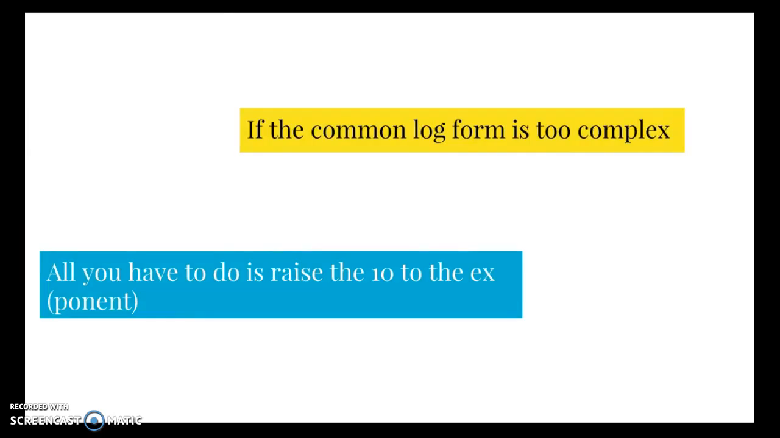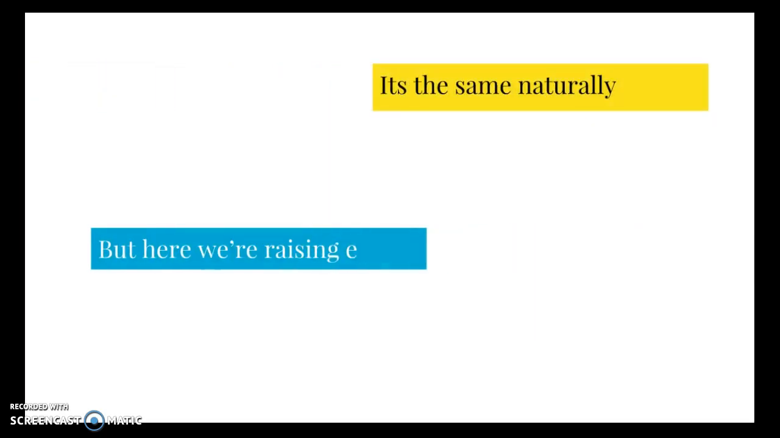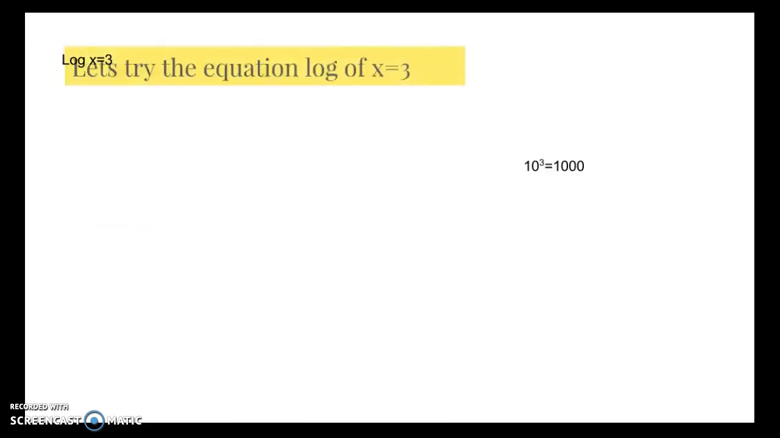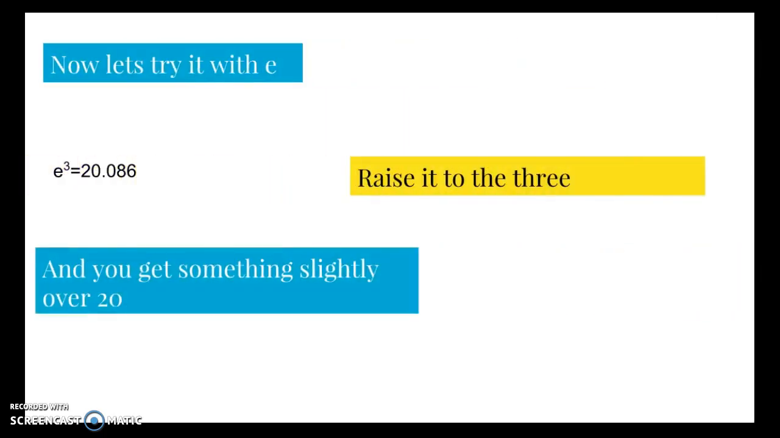If the common log form is too complex, all you have to do is raise the 10 to the x. It is the same naturally, but here we're raising e. Let's try the equation log of x equals 3. Just remember that's 10 to the third power. Put it in the calculator and you get 1,000. Let's try with e, raise it to the 3, and you get something slightly over 20.